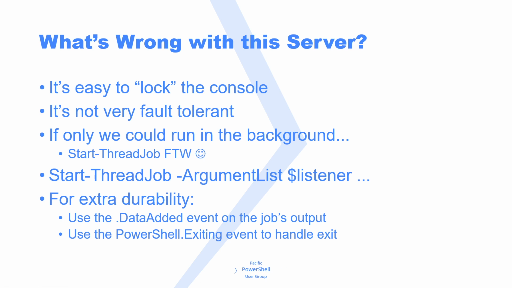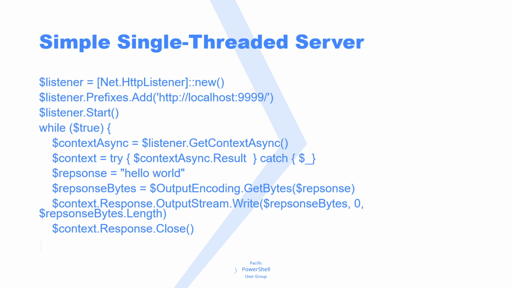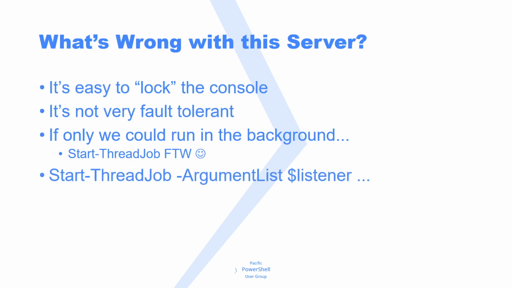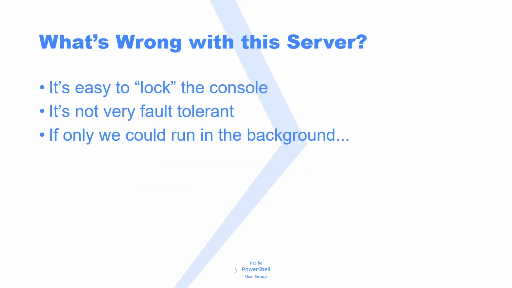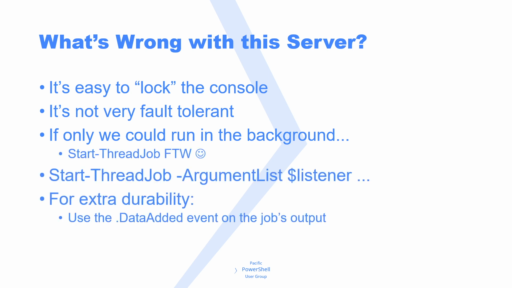So, we don't like our basic server because it's easy to lock and not as fault tolerant, but we can make it better if we do a thread job. And we can make that even better by adding a DataAdded event to this job's output and using the PowerShell Exiting event to handle exit.